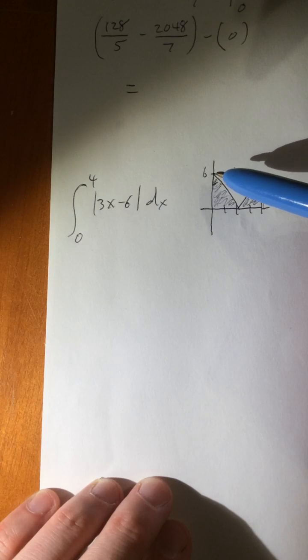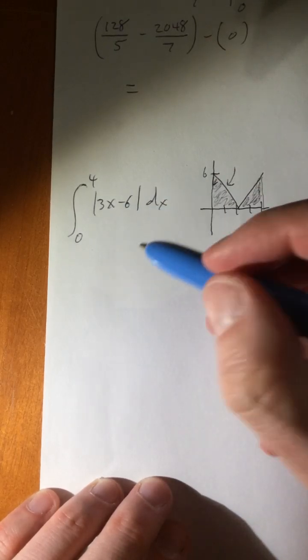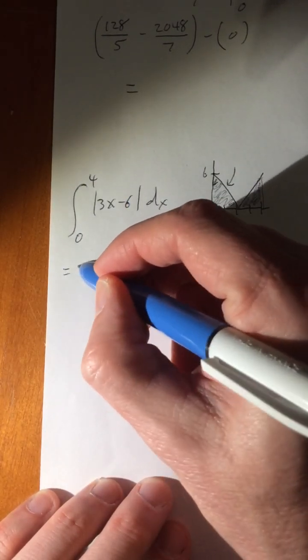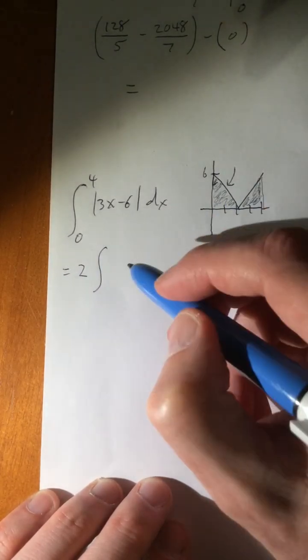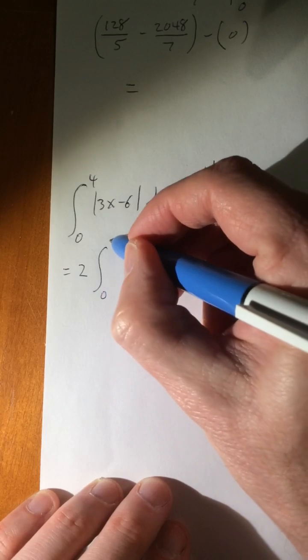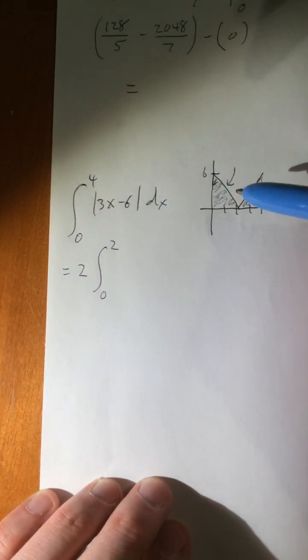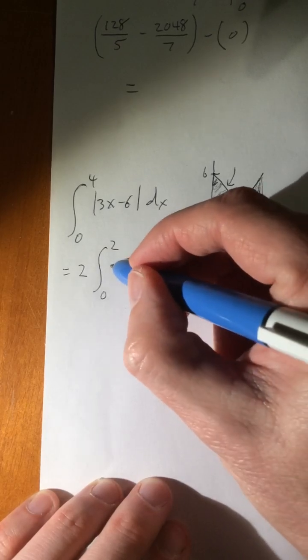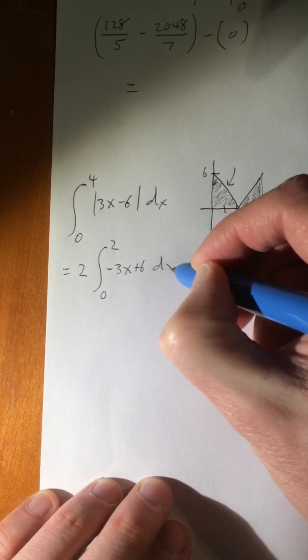So in order to get this function, I'm just going to change each of the signs right there. I'm going to rewrite this integral as 2 times the integral from 0 to 2 of the negative of this function, because we're negating that function since it's the negative half of the absolute value. So we have negative 3x plus 6 dx.